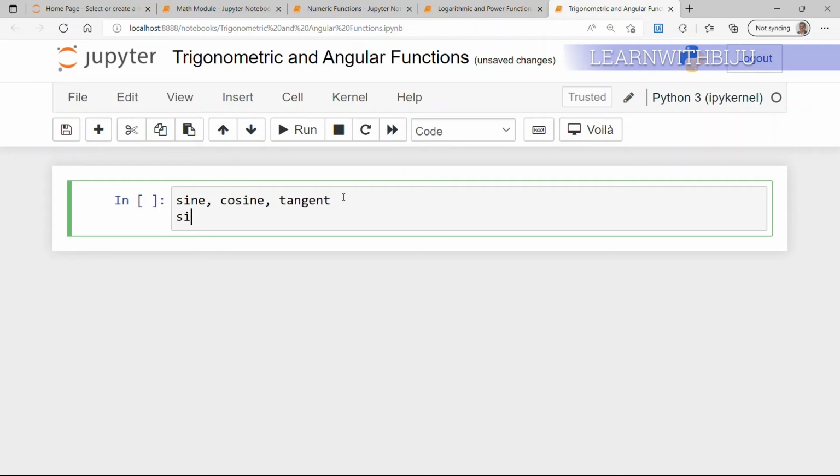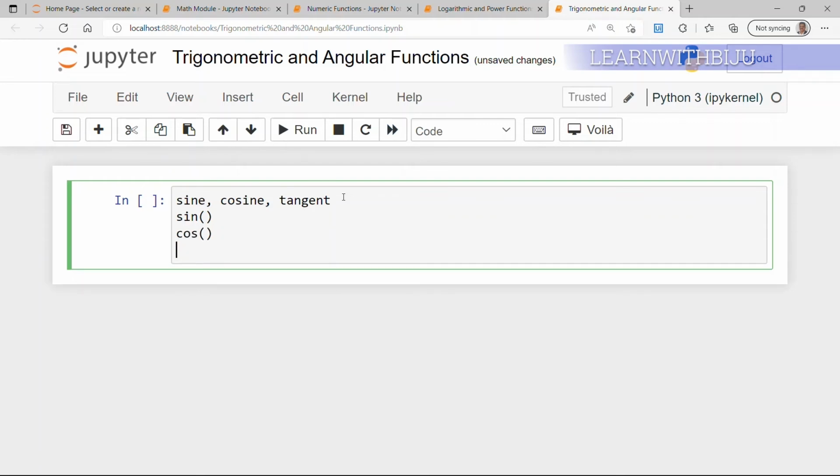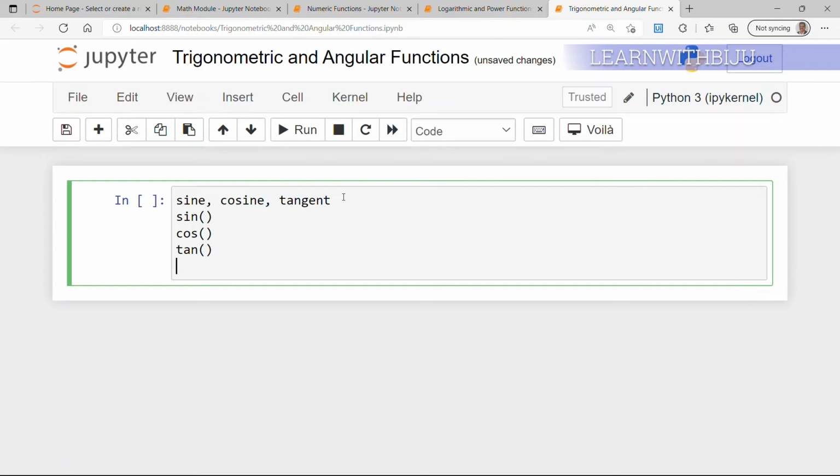And we have functions like sin, then cos, then tan. These functions return the sine, cosine, and tangent of the value passed as the argument. The value passed in this function should be in radians. Remember, this argument should be in radians. Let's see an example.